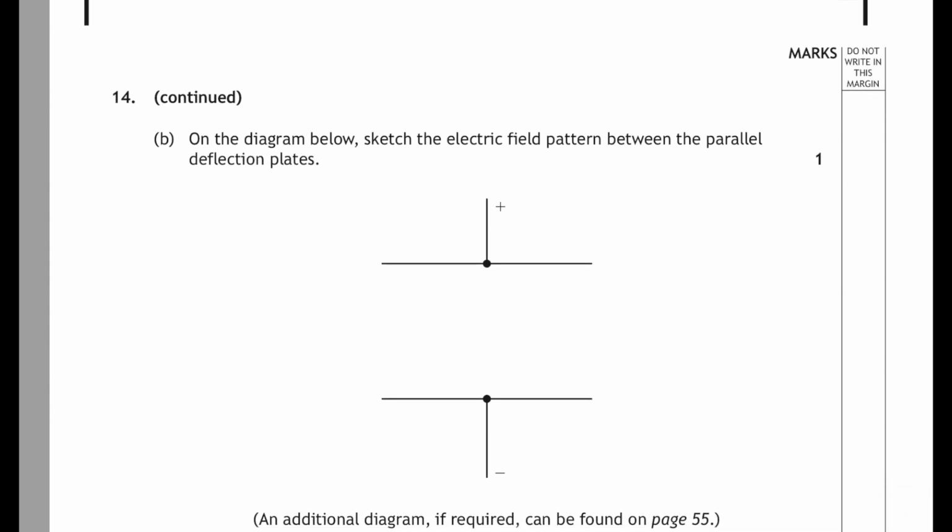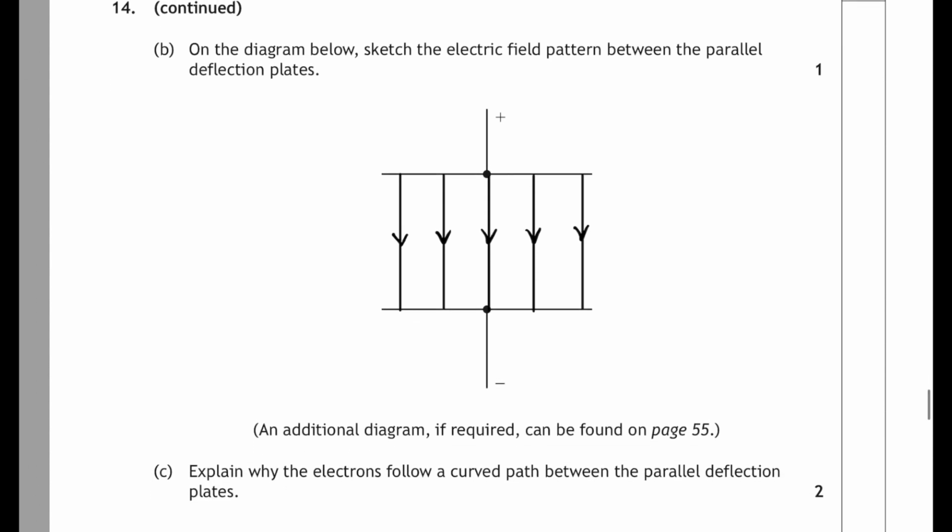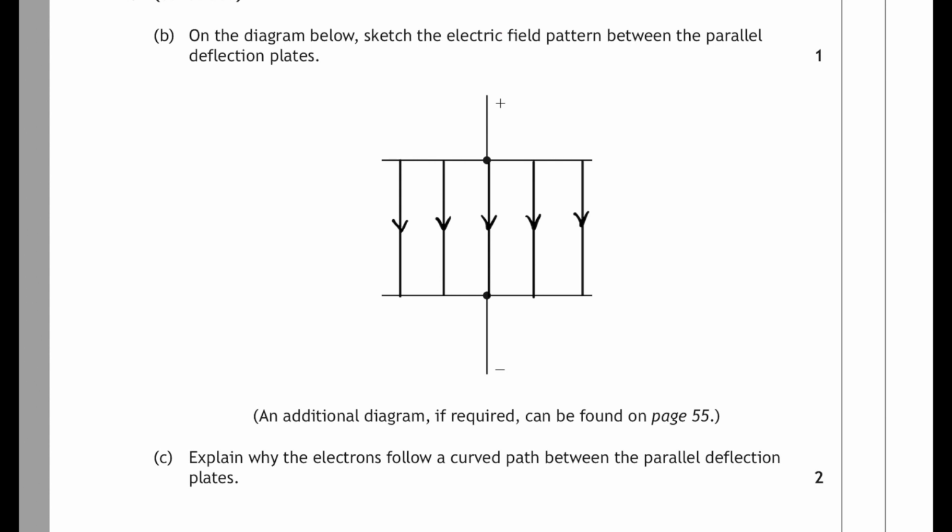14b, on the diagram below, sketch the electric field pattern between the parallel deflection plates. Well, it's a uniform electric field, so we want straight, parallel lines the same distance apart. Use a ruler and make sure those lines are touching both the top and the bottom plate. And the direction of the field is the direction that a positive charge would experience a force, so that would be downwards.